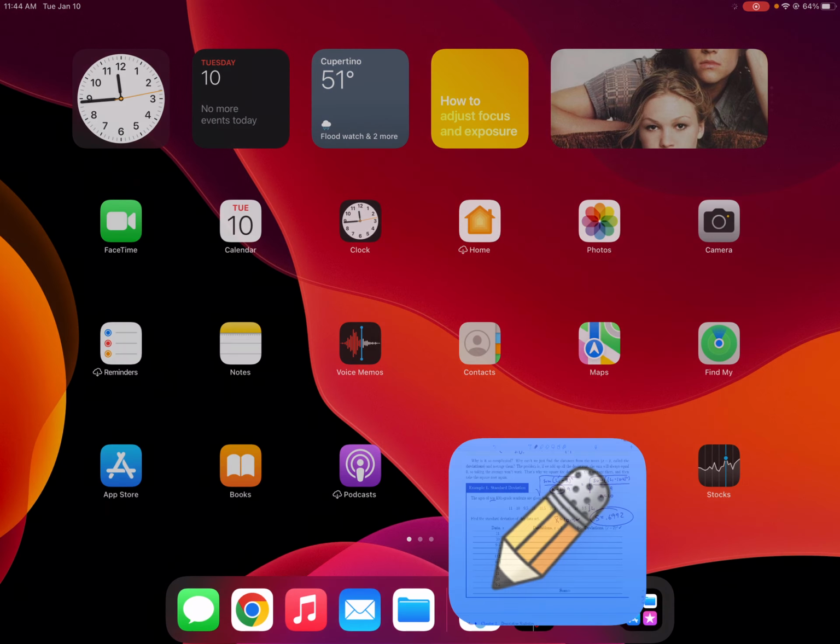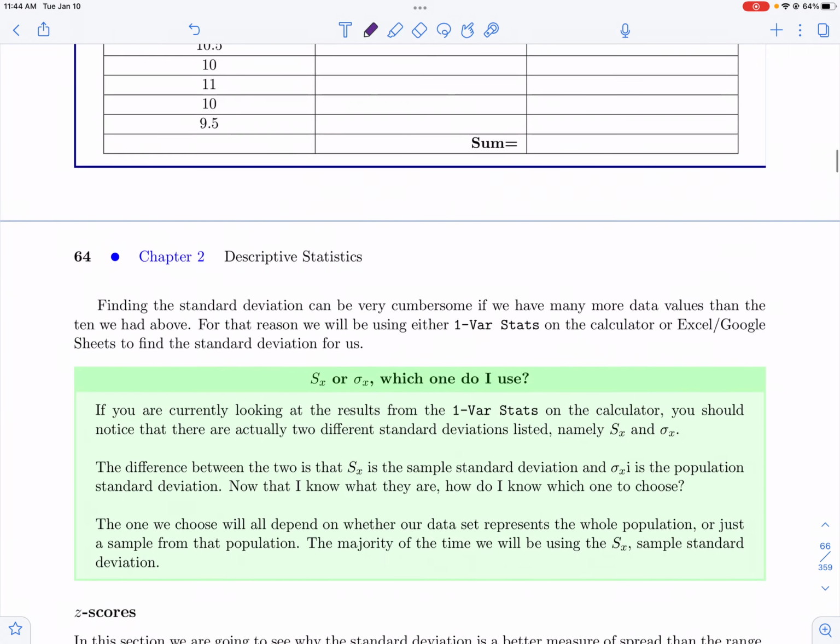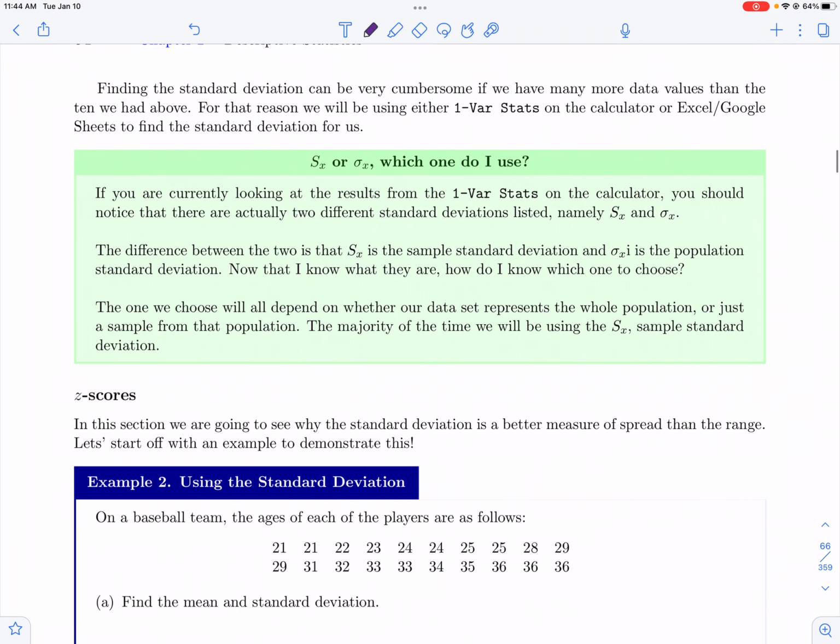All right, so let me pop back over here real quick now that we've done that. So again, in our green box, we've got our Sx or sigma x. How do I know which one to use? It's all going to depend on whether we're working with sample data, or the statistics, or population data, or the parameter. But usually what we're going to be interested in is the Sx. It's pretty rare that we're going to know the whole entire population data where we'd be able to use the sigma sub x. But all right, so perfect.